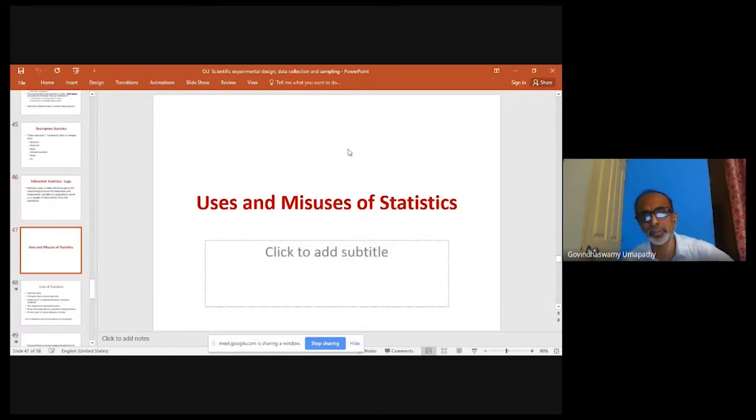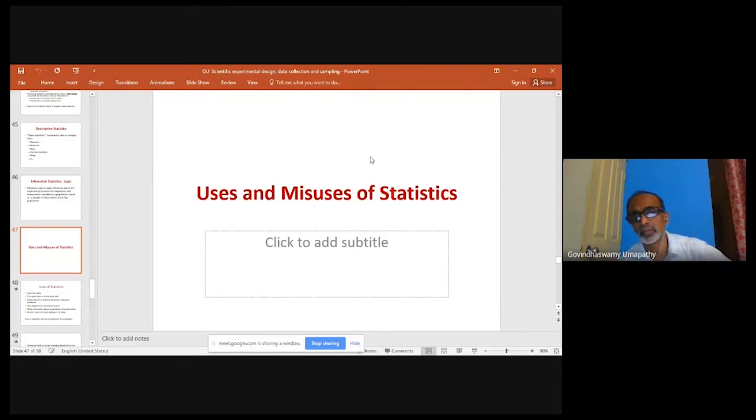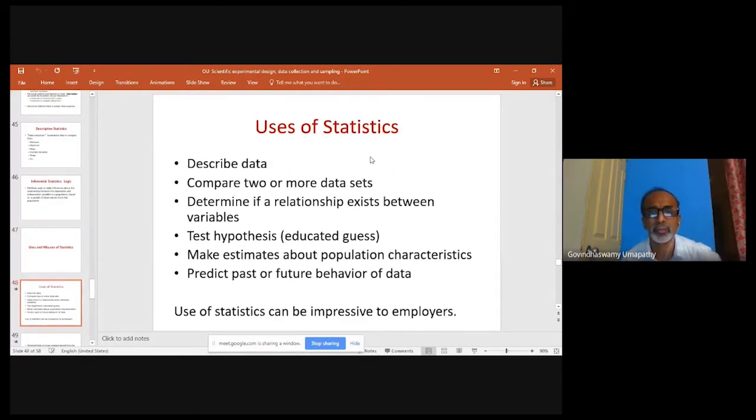Many times people misuse statistics. I have seen many people misuse it. Before we go to misuse, I'll talk about the use of statistics. As I mentioned, you can simply describe data, compare two or more data sets, determine the relationship between two variables, test a hypothesis, whether it is this one or that one, and make estimates about population characteristics. For example, whether a population is growing or declining, how the population gets treated, all kinds of information can be interpreted using statistics.